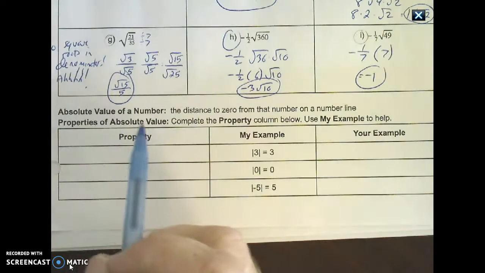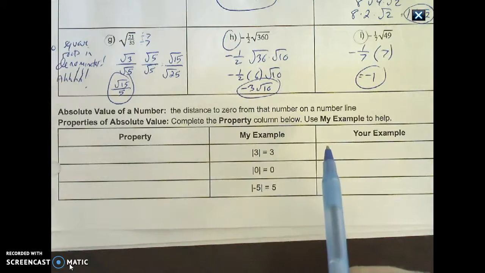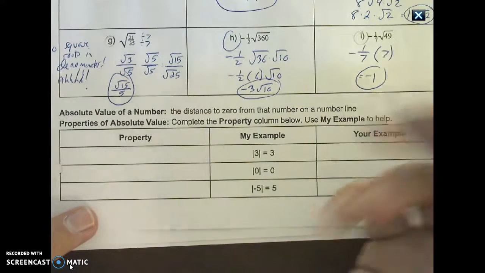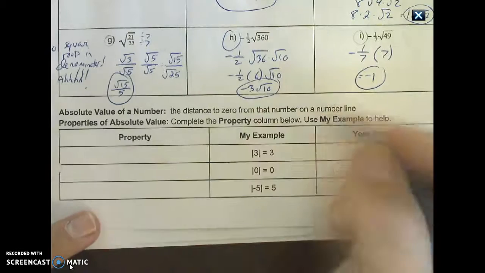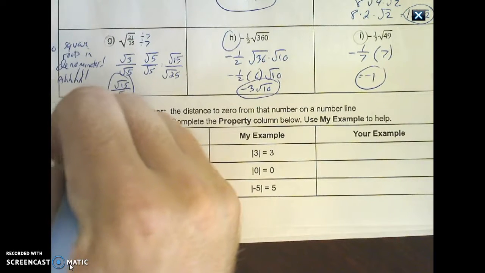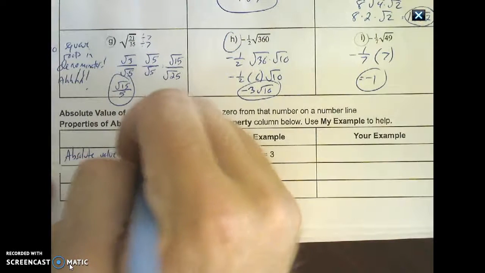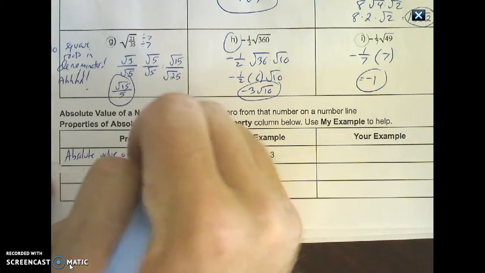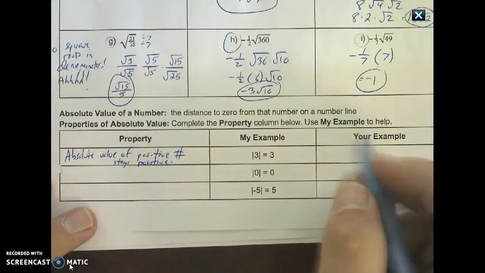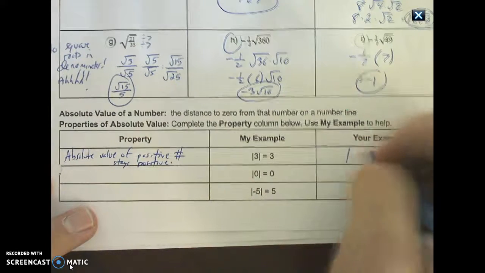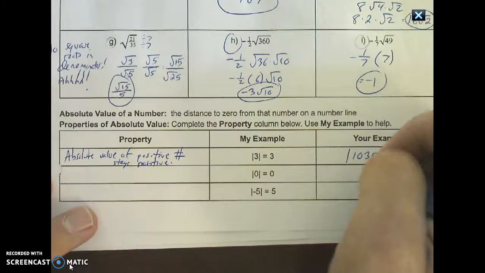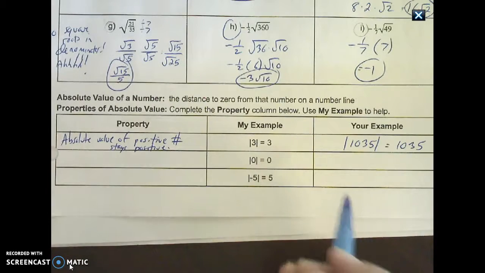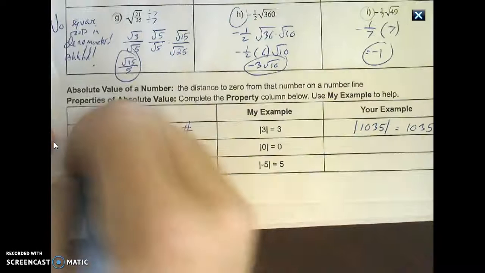So, properties of absolute value. Complete the property column below. Use my example to help. Alright, so the property: the absolute value of a positive number stays positive. Okay, so the absolute value of 3 equals 3. The absolute value of 1035 is equal to 1035. You can pick any number you want. I recommend your favorite number. Mine's 22.